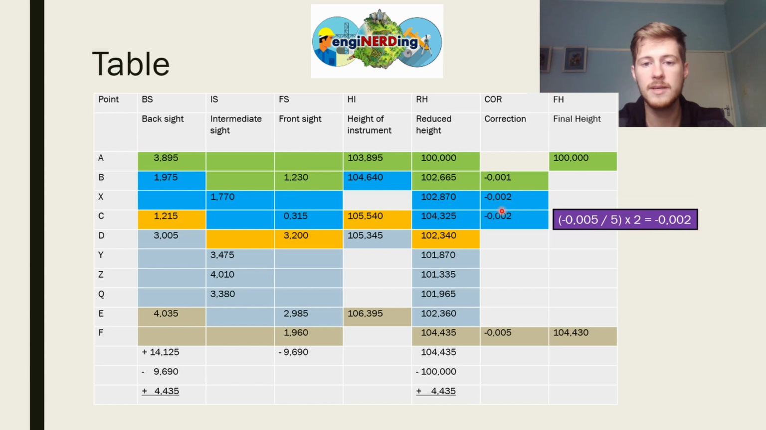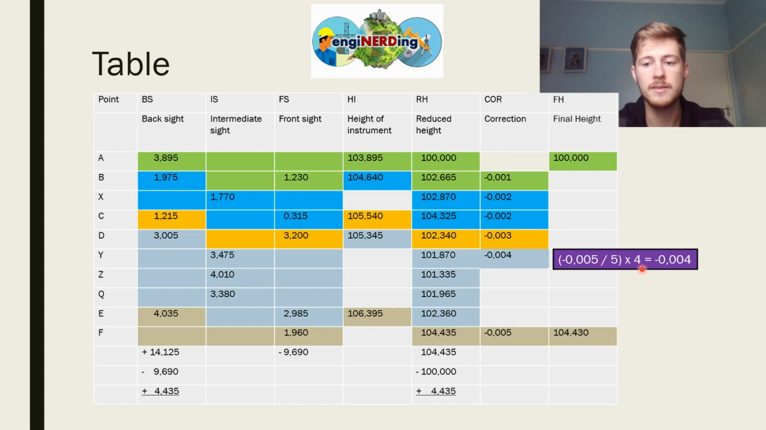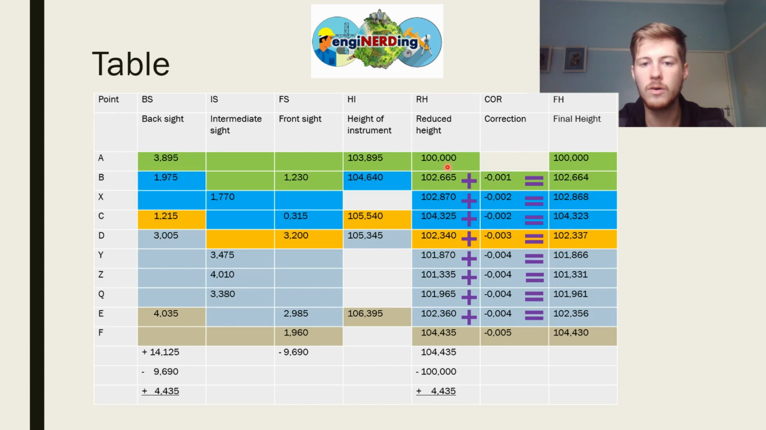We're going to do it again for the next setup, times 3 for setup 3. For setup 4, we're going to say times 4 for each of the corrections. And then we have setup 5's correction, because that was our overall correction. So now we're going to take all our reduced heights plus our correction to give us our final heights. So we say 102.665 plus our negative 0.001, and we get 102.664. We do that step for every reduced height with every correction, and then we have all our final heights.